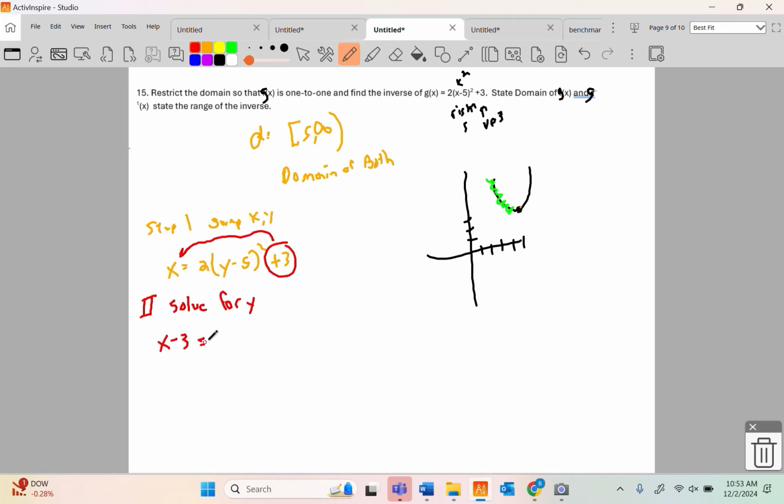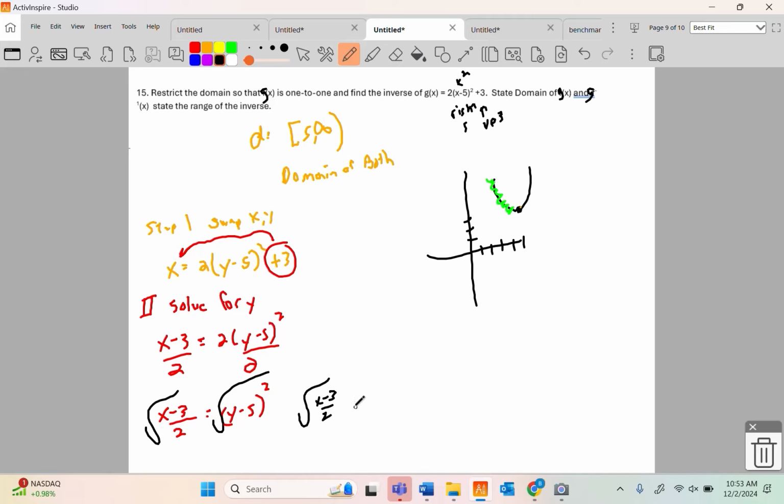x minus 3 is twice (y minus 5) squared. Now we're going to counteract the multiplication with division. (x minus 3) over 2 is (y minus 5) squared. And now we're going to counteract the squaring by taking the square roots of both sides. The reason we don't use plus or minus here is because we restricted this to an increasing domain. So we end up with the root of (x minus 3) over 2 is y minus 5.